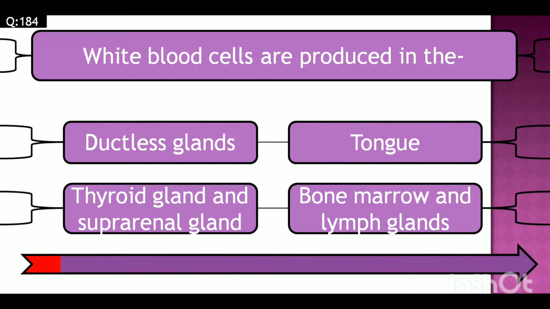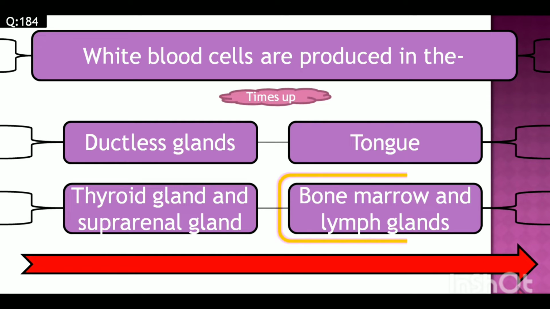White blood cells are produced in the option first ductless glands, second tongue, third thyroid gland and suprarenal gland, fourth bone marrow and lymph glands. And your correct option is option number 4, bone marrow and lymph glands.